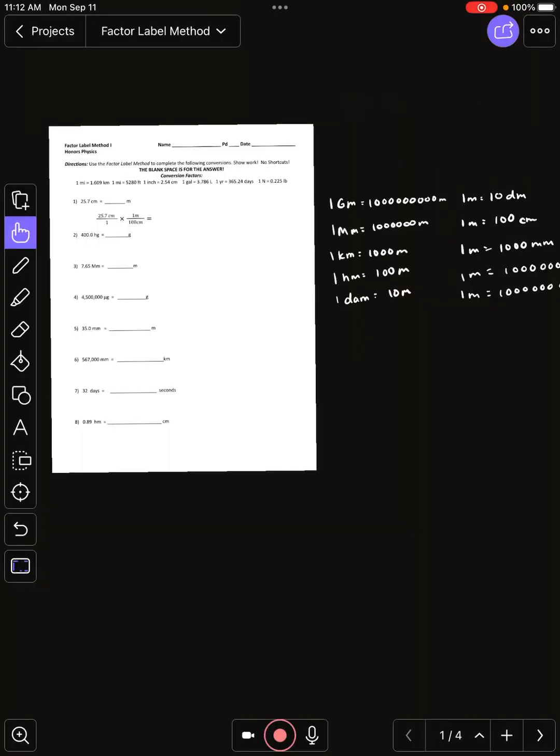Okay, so before we started class, when we started doing the factor label method, I had you convert these. I either had a handout or had you do it on a piece of paper where you were to write these down. Now the idea is that you can memorize these or just have it for reference.